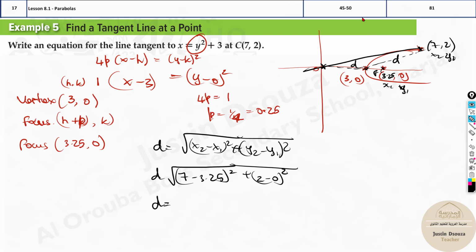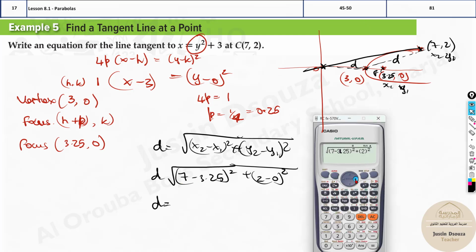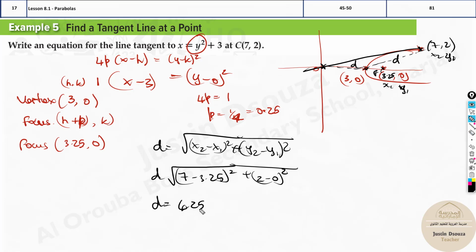Let's take our calculators. I've typed this out in the calculator. Please use brackets properly: (7 minus 3.25) squared plus 2 squared, and 2 minus 0 will be 2, so 2 squared. The answer is 4.25. Now that's the distance over here, these two distances, right? 4.25 units. Now here we know this is the focus, right? So if we go back along the x coordinates, we just subtract 4.25 from 3.25, and you're going to reach a point. That will be the other point of the tangent line.